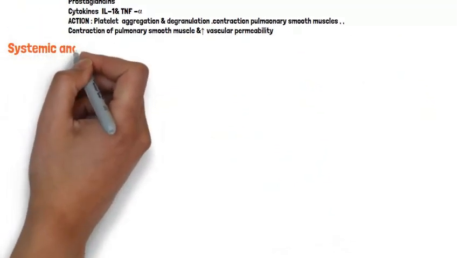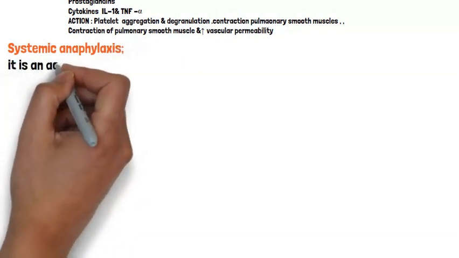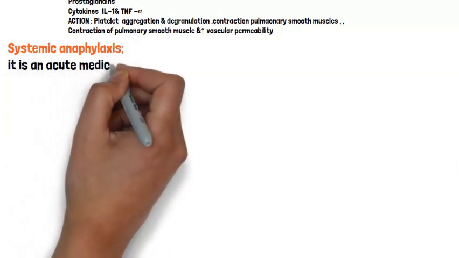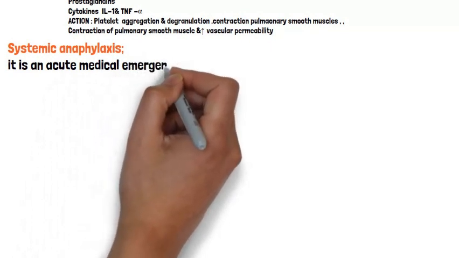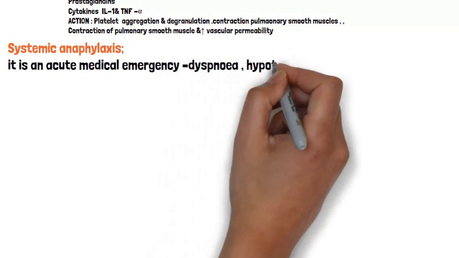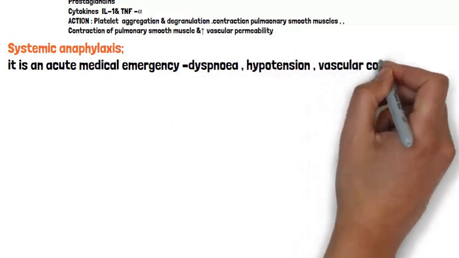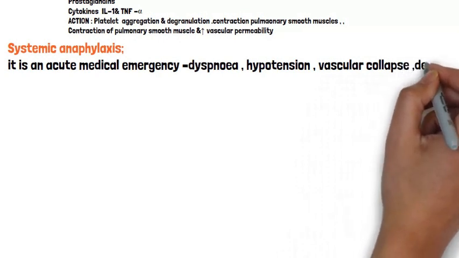Systemic anaphylaxis is an acute medical emergency: dyspnea, hypotension, vascular collapse, death. It occurs within minutes of exposure to allergen and is fatal if not treated promptly.